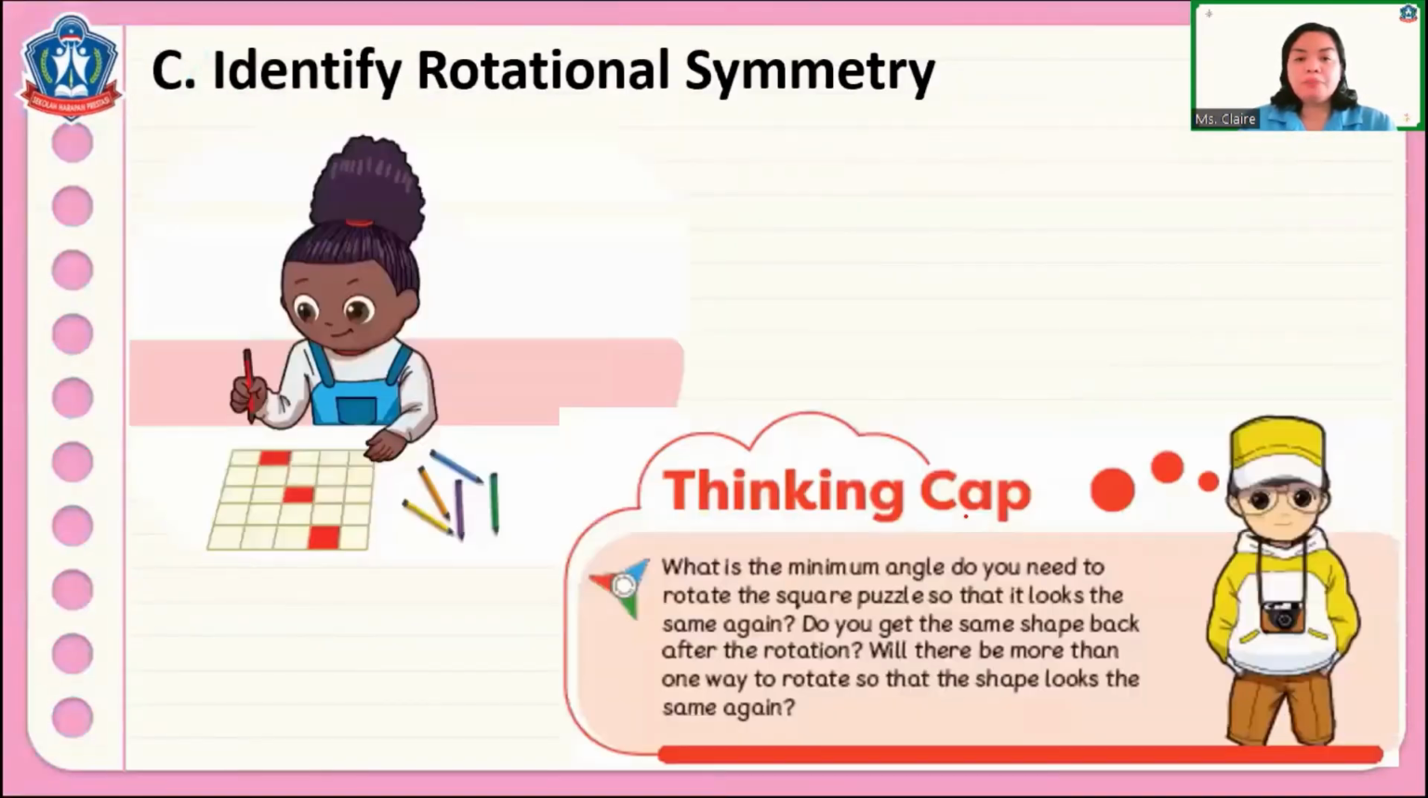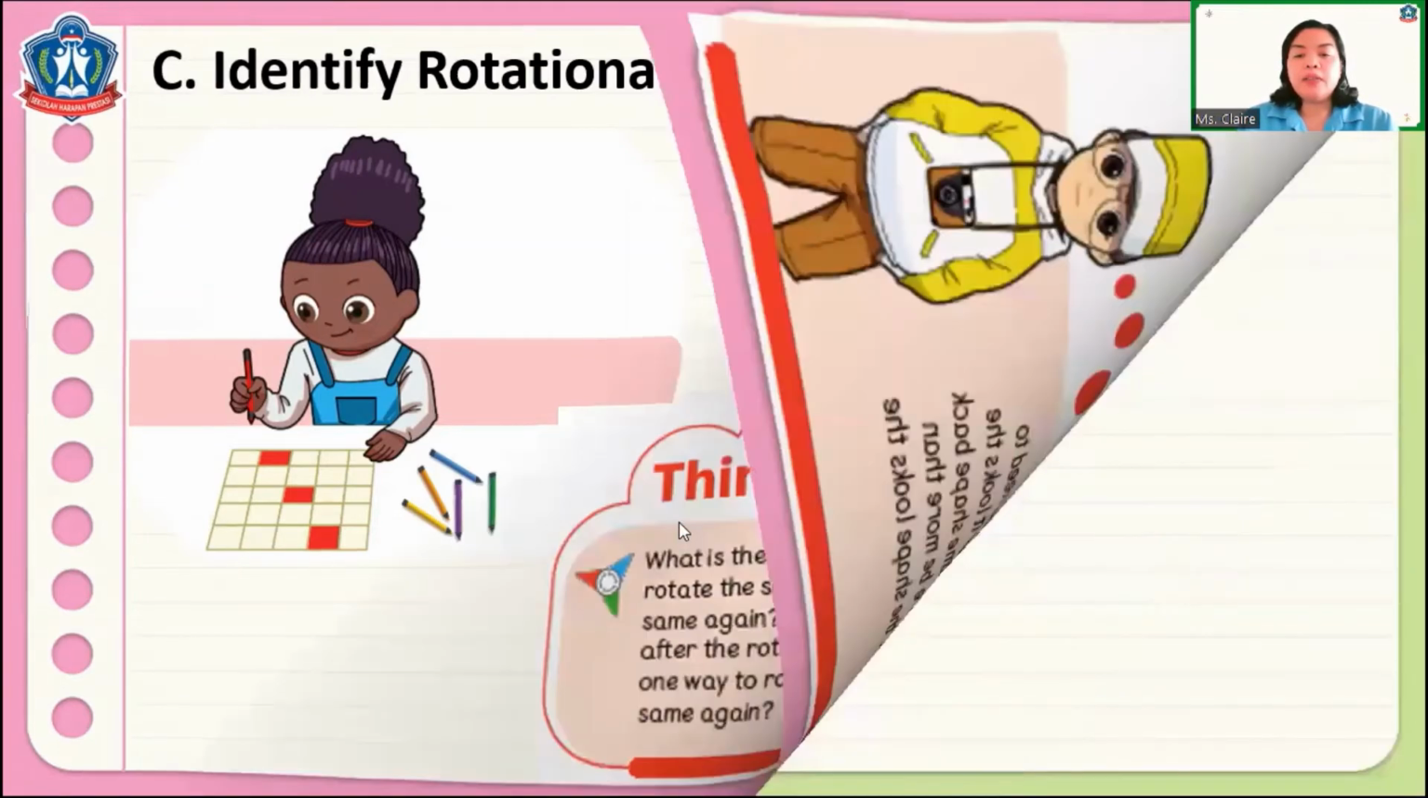Let's go here. Okay, so what's the minimum angle you need to rotate the square puzzle so that it looks the same again? Okay, so some objects or shapes, children, if we rotate them, will still be the same as the original shape. Others, when we rotate them, the shape will change, the position of the shape. Okay, for example, take a look here.